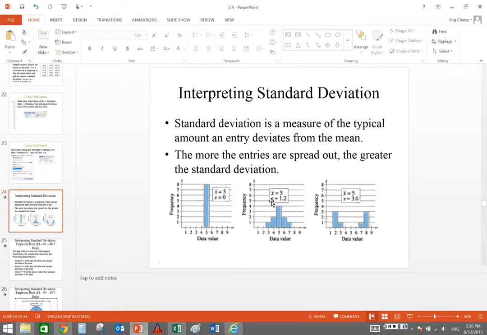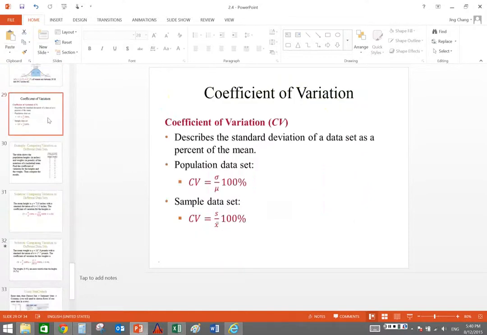If the standard deviation is 1.2, you can see the numbers are spread out a little bit. If you have standard deviation 3.0, which is bigger than 1.5, then you can find you have a more spread out data set. The last concept in this section is coefficient of variation.